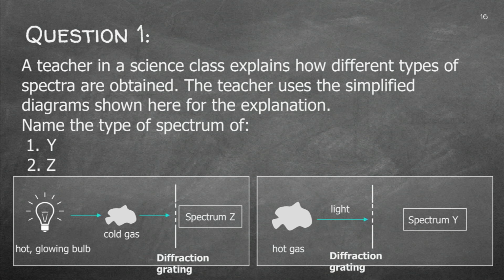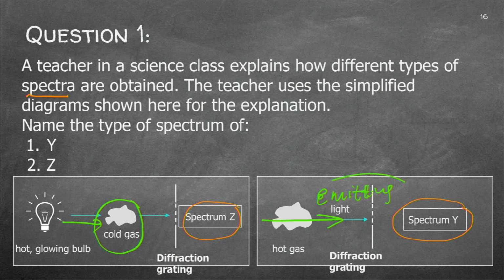A teacher in a science class explains how different types of spectra are obtained. You know 3 spectra now. The teacher uses the simplified diagram to show what the different spectra will be. Now, here you can see there's a spectrum Z and there's a spectrum Y. The difference between the 2 spectra will be caused because there's a cold gas through which this light is going, and there's a hot gas that's emitting light. Remember, this is emitting light. So the light is coming from there. So important that I know that.